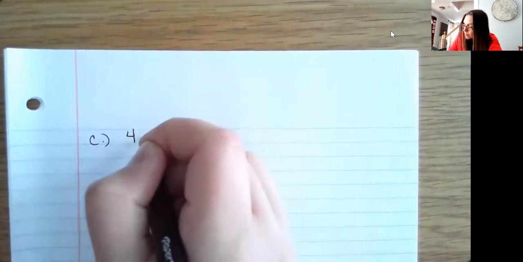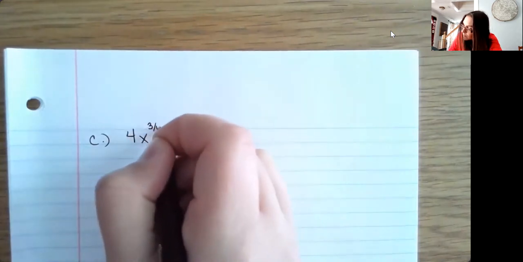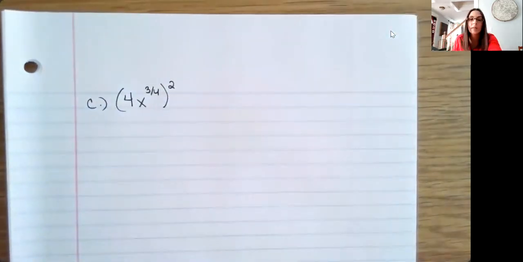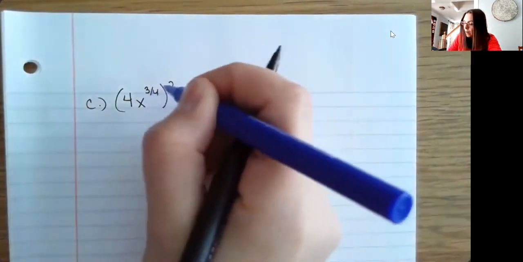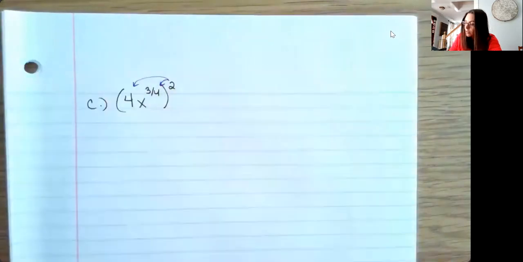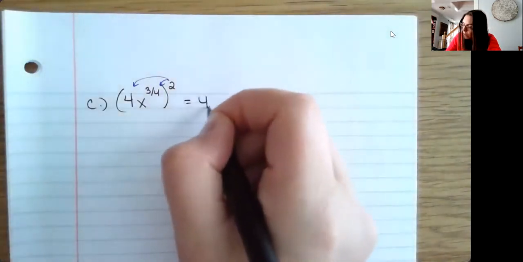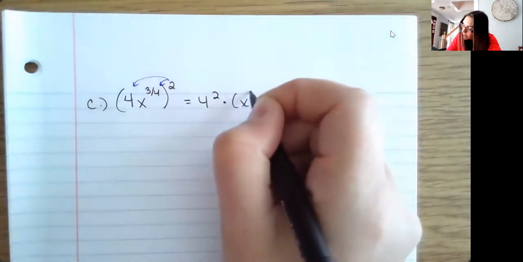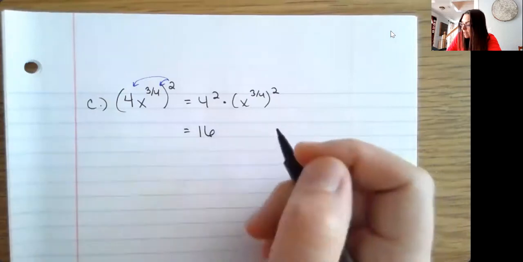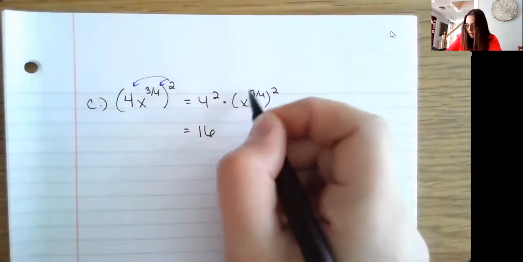Okay. And let's do one more example here. For x to the 3/4 to the 2nd power. So remember here, when we have a power to a power, we're going to multiply these together. I do need to distribute that square to both parts. So this ends up being 4 squared times x to the 3/4 squared. 4 squared is 16, and then we multiply our exponents here.